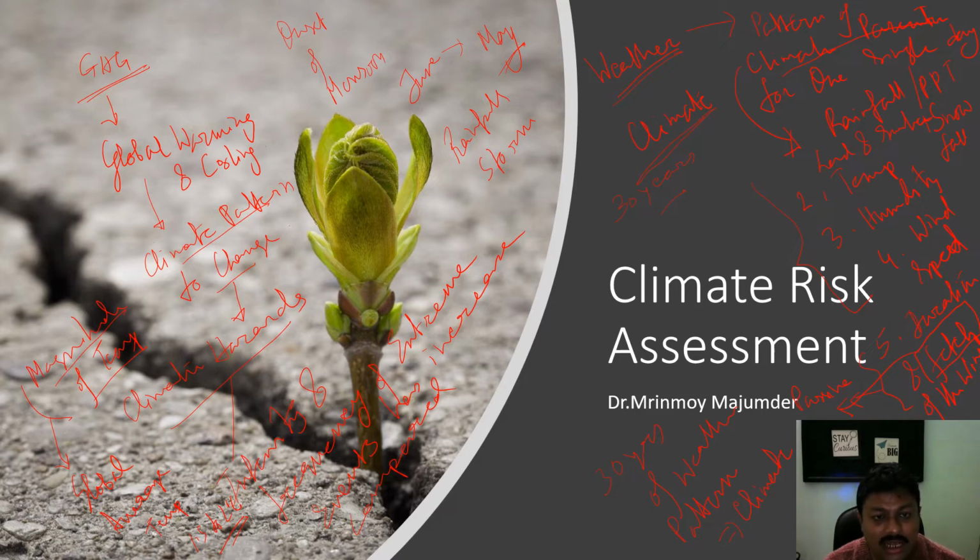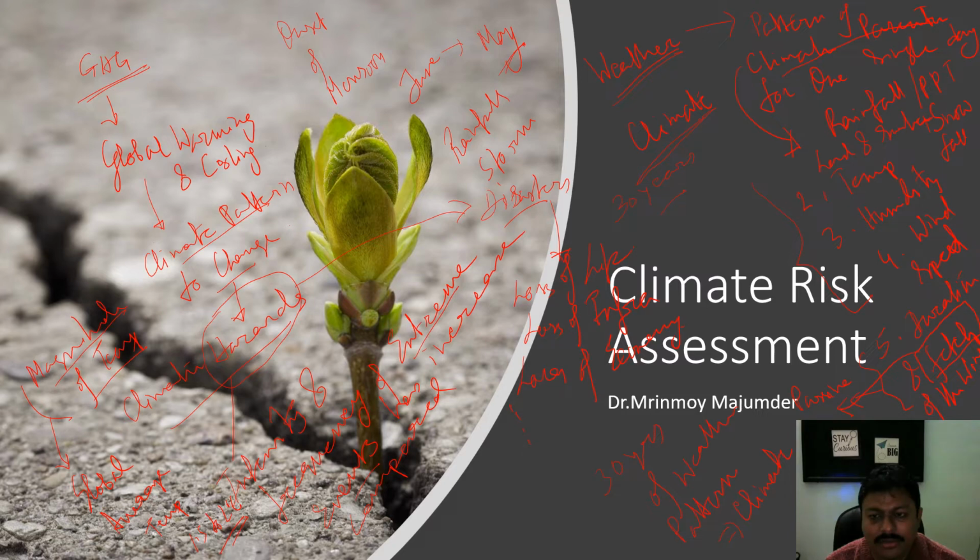And as a change in this climate pattern, or as an increase in these extreme events, different hazards are taking place. And due to these hazards, disasters are taking place. Disasters mean loss of life, loss of infrastructure, loss of economy, etc.